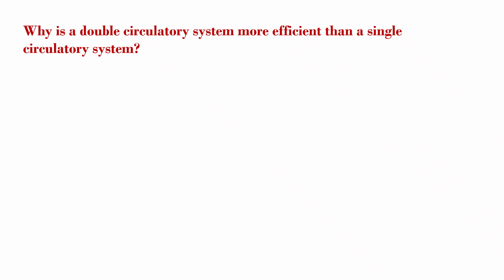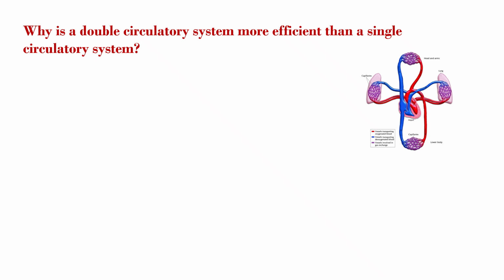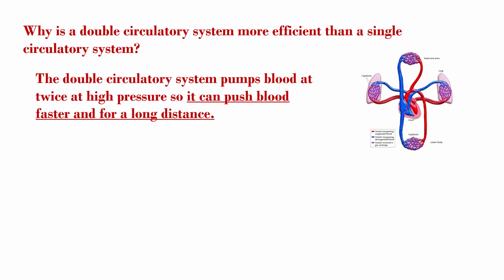Why is a double circulatory system more efficient than a single circulatory system? The double circulatory system is like that in the human being, where there is circulation going to the lungs and circulation going to all the organs of the body. Since the heart has to pump the blood twice, it has to operate under pressure.